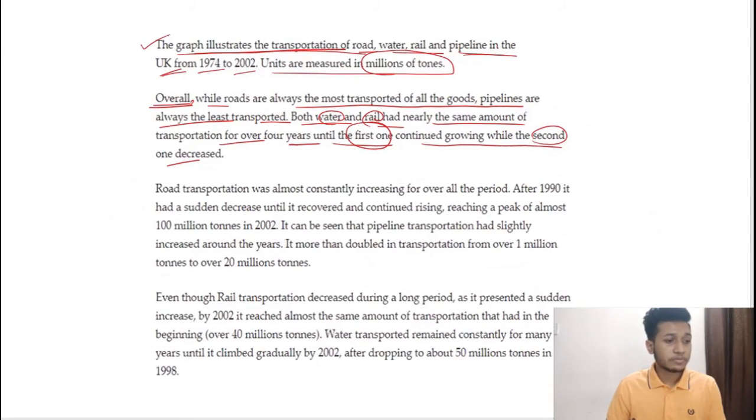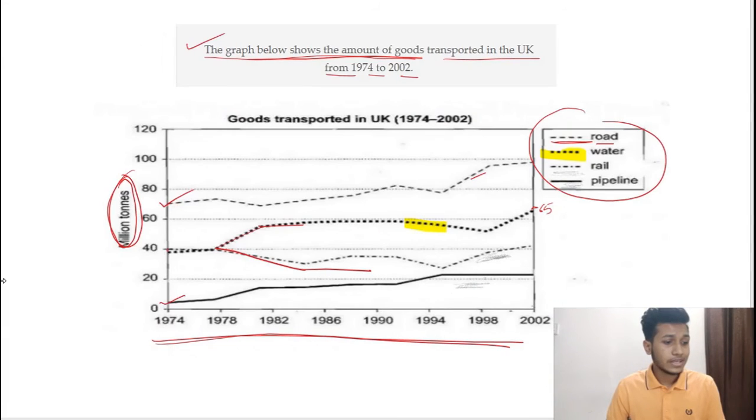See, the first body paragraph I talked about road transportation was almost constantly increasing for the overall period. After 1990, it had a sudden decrease until it recovered and continued rising. See, in 1990 it decreased. You can see the graph. In 1990, see here, the use of roads decreased by a little, but again continued to grow.